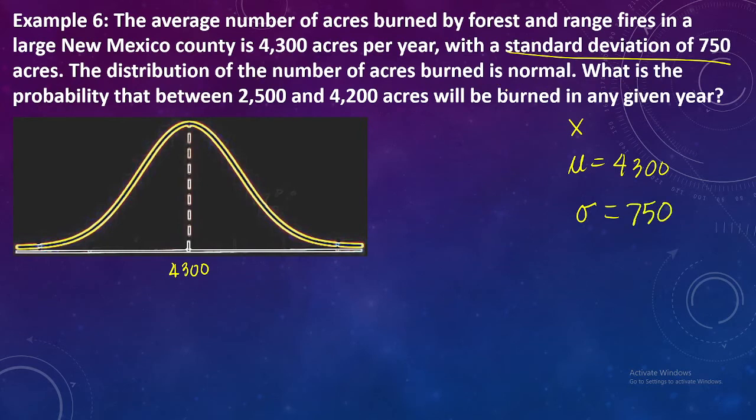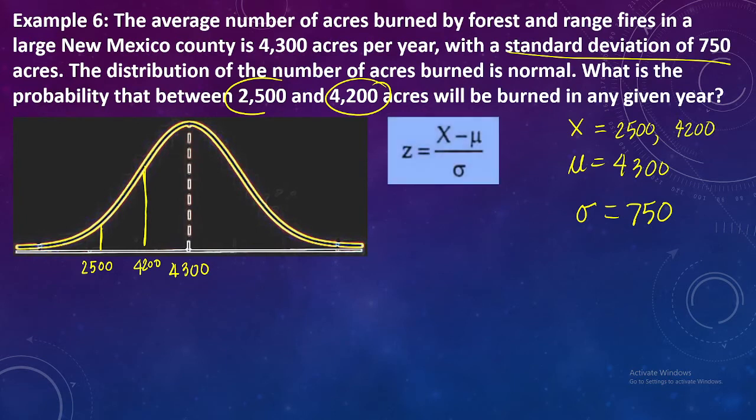The normal distribution, take note, it's stated there, it's between 2,500. 2,500 is less than this, so I'll be having 2,500 over here. And 4,200 is also less than the mean, so I'll be plotting 4,200 over here. So take note, I have 2,500 and 4,200 for my x. Using this formula, let's go to the problem first.